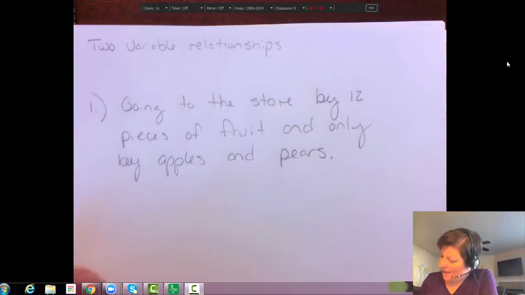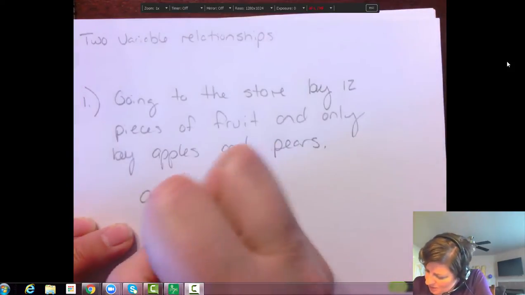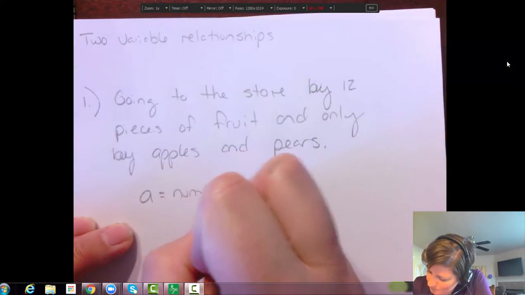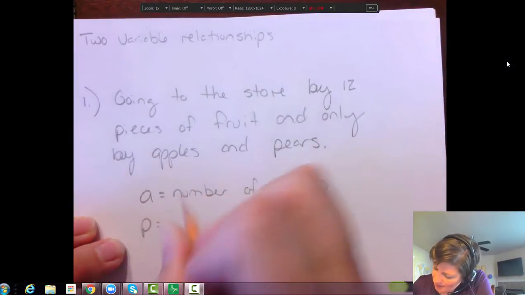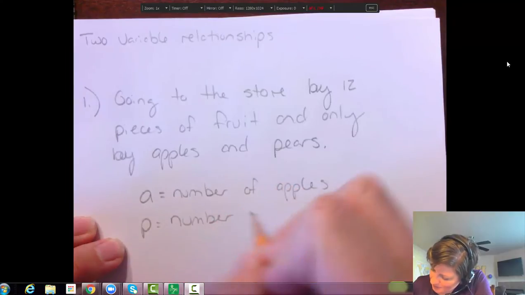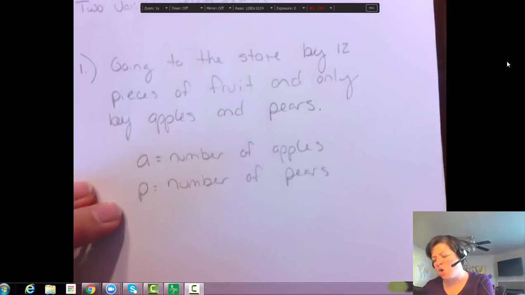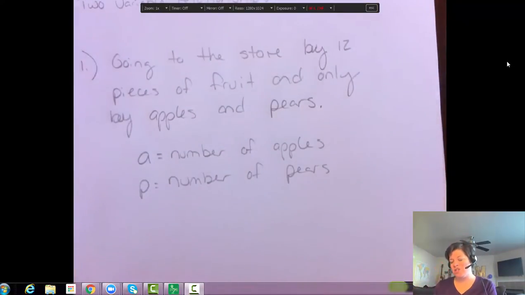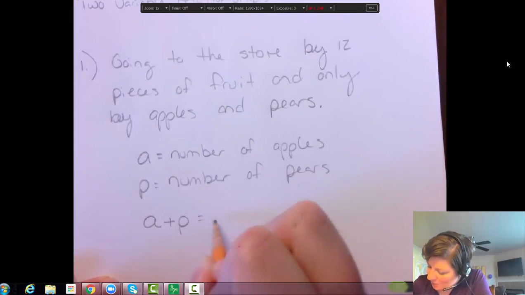So let's let a variable represent the number of apples. I'm just going to use an A. So this is the number of apples. And then let's let the P equal the number of pears. How would I write an equation that represents this situation? Well, we know however many apples plus however many pears has to equal 12. So let's write it as A plus P equals 12.